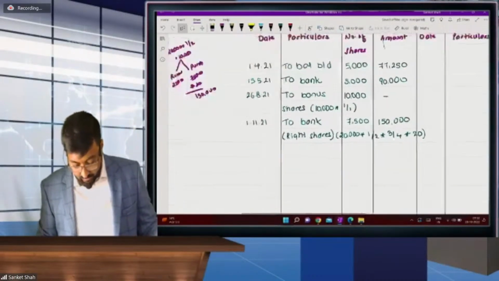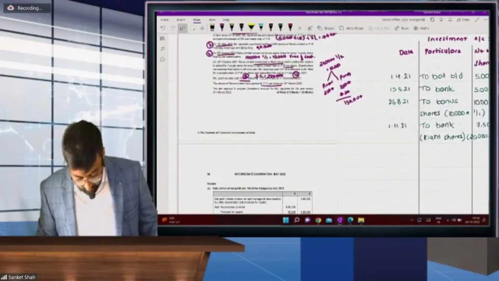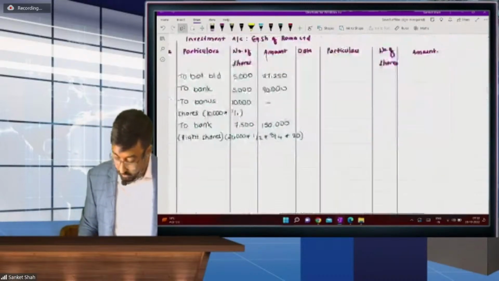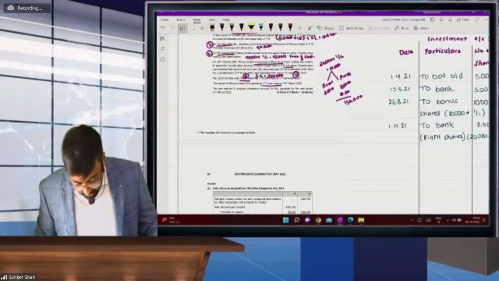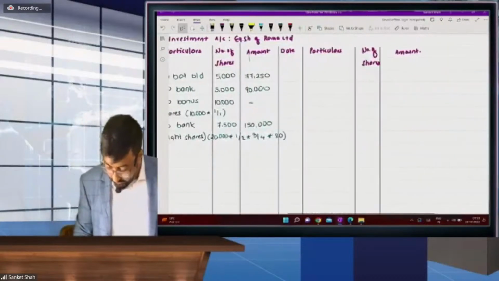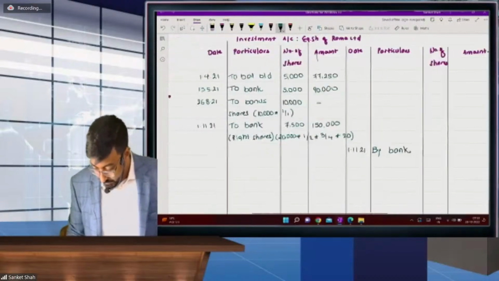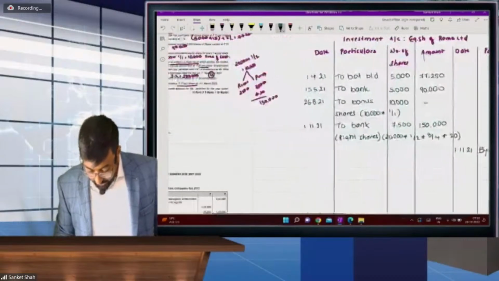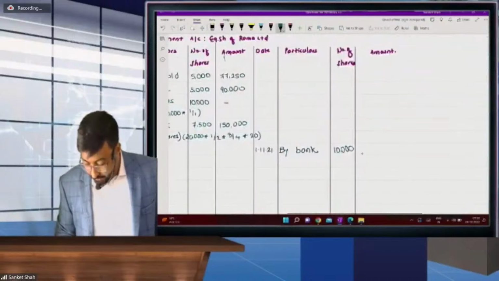Next, sold, how many shares? 1st November 21, by bank, 10,000 shares at rupees 25. So 2,50,000.